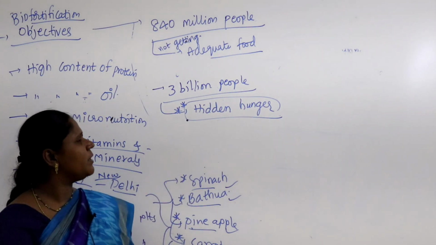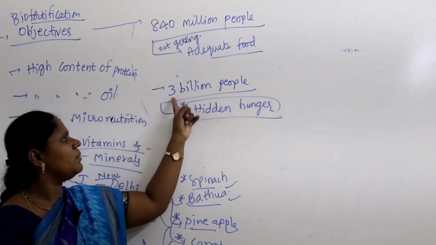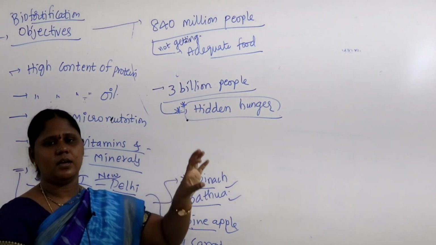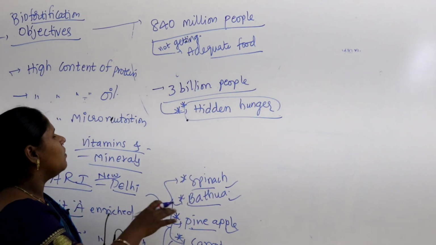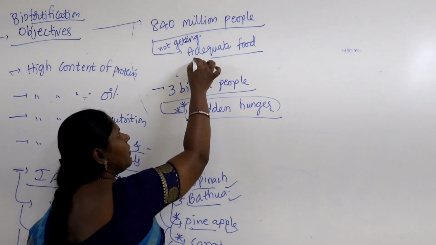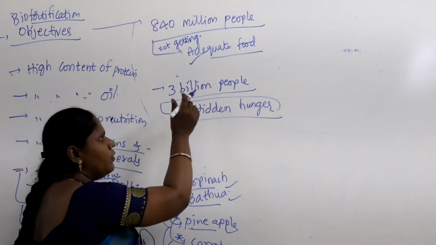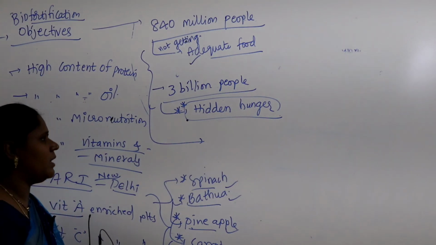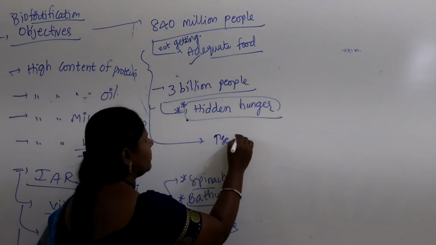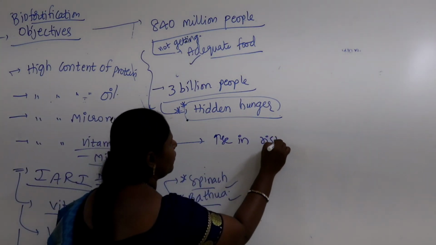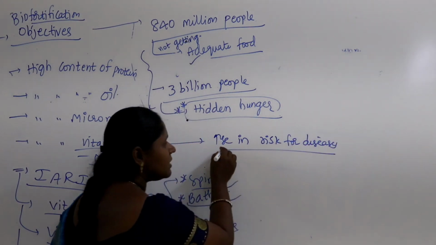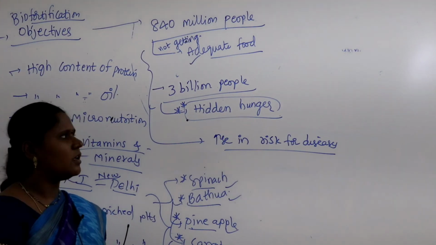So there are many people across the world, especially 3 billion people, really suffering with what is called hidden hunger, right? If they don't get adequate food, or they get no food, then what happens? Because of these two scenarios, there will be an increase in risk for diseases. Why is there an increase in risk for diseases?